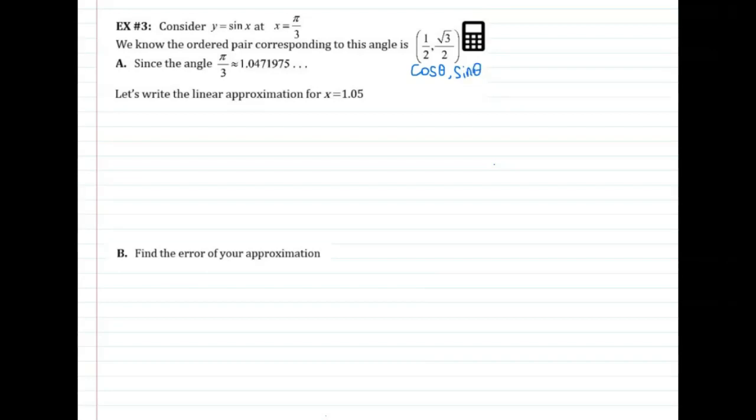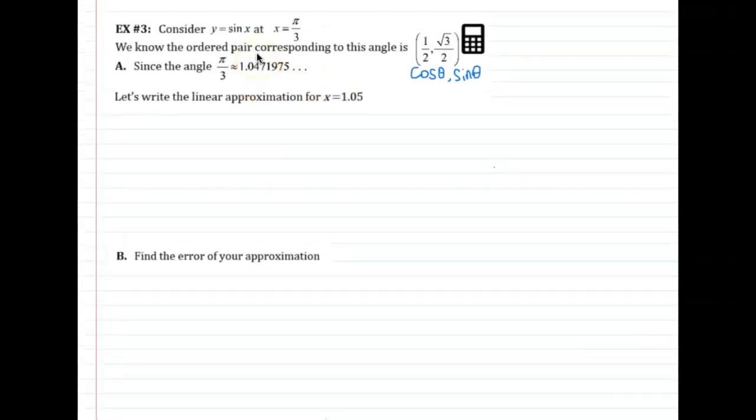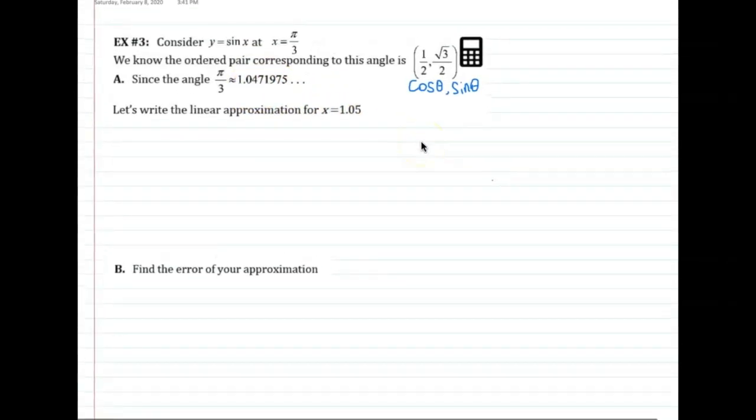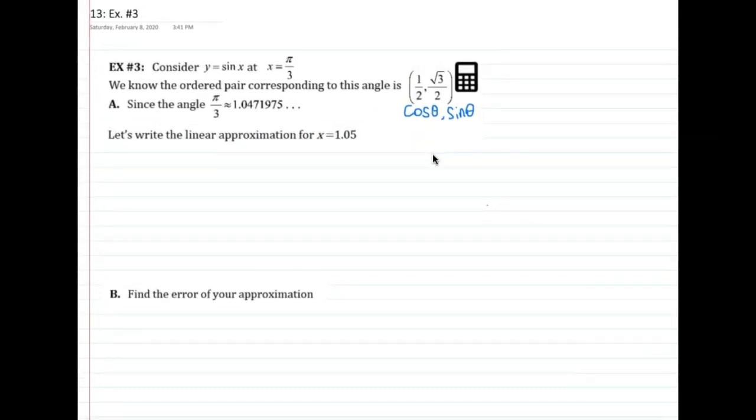In part A, they give us an approximation of pi over 3 in radians and to 8 decimal places, and then ask us to find the linear approximation for x equals 1.05. Well, 1.05 is in the neighborhood of 1.0471975, so it is appropriate for us to approximate with local linearity. First, let's begin by writing our approximation. This will tell us what we need to find.